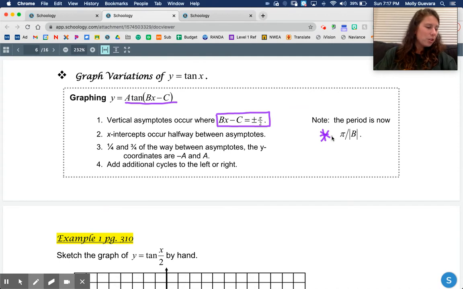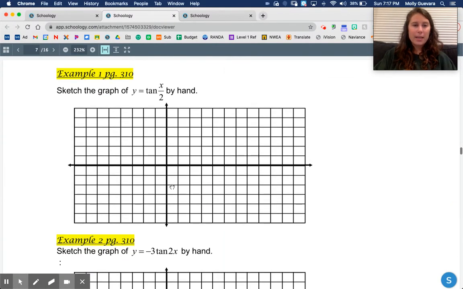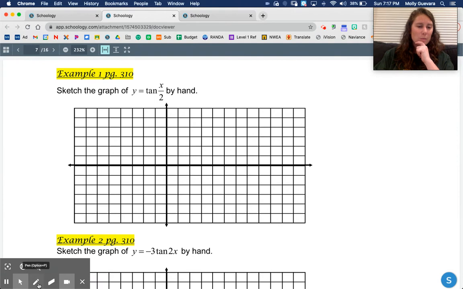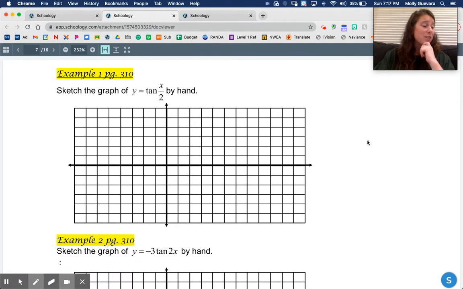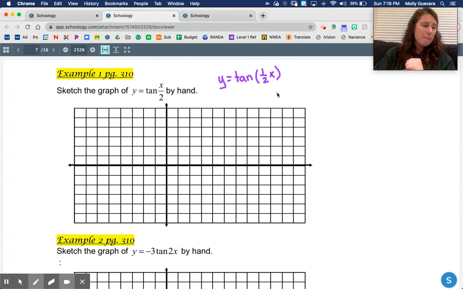So we're going to do a couple examples of how tangent can be moved around, left, right, up, down, things like that. And then we will move on to cotangent. Okay, so here's the first one. Sketch the graph of y equals tangent of x over 2 by hand. Again, as a reminder, I know that we forget this a lot, this is the same thing as 1/2 x. If this helps you see it better, just know that these two things are the same.